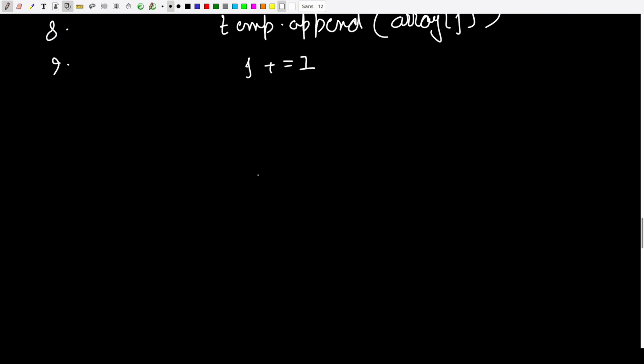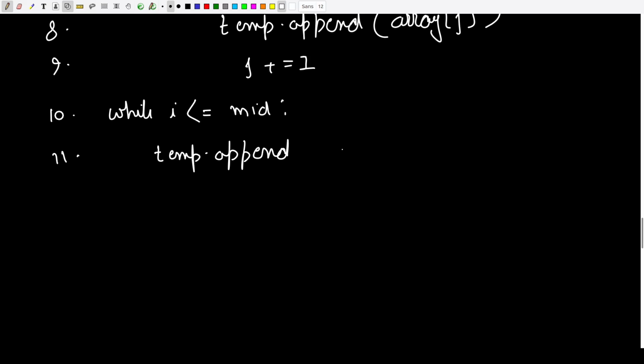However, it might be possible that there still exist some elements from the ith value. So for I less than or equal to mid, if there exist some values, then we'll simply go ahead and put these values into the temporary array as we do in the regular merge operation. So array of I, and let us update our ith counter by 1.